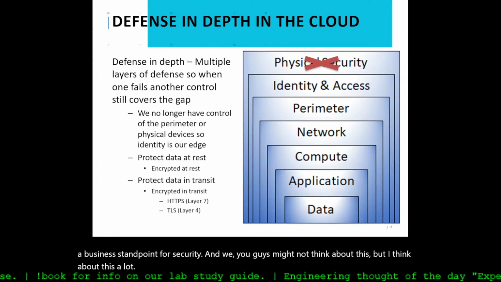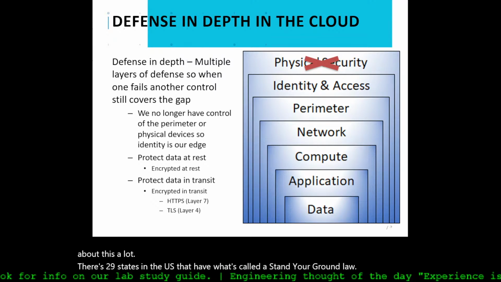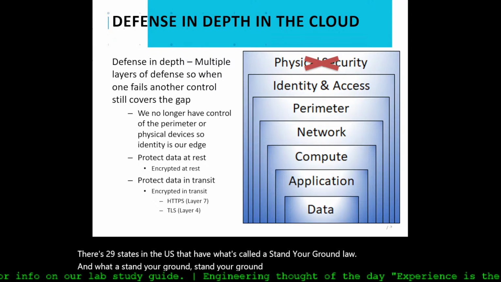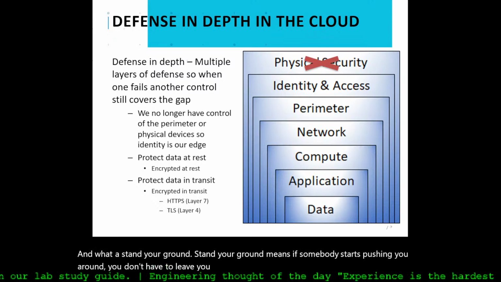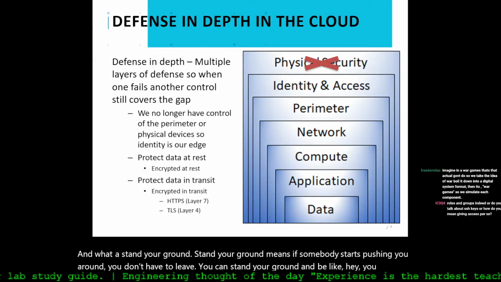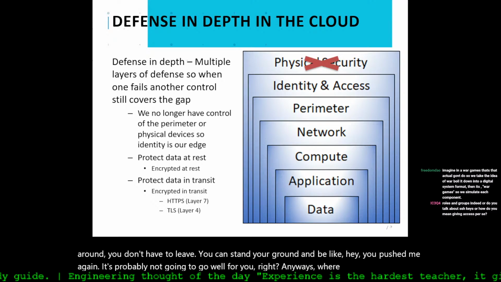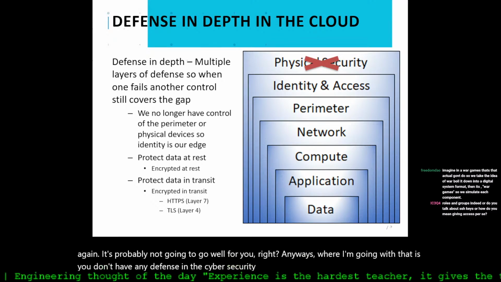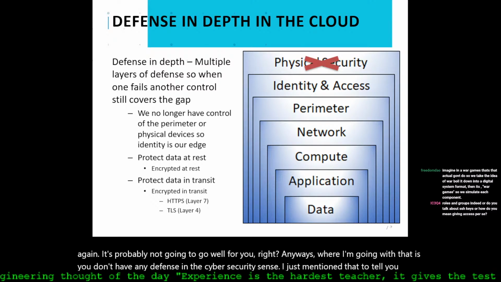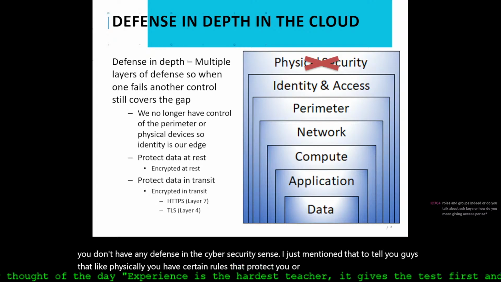There's 29 states in the U.S. that have what's called a stand your ground law. And what is stand your ground? Stand your ground means if somebody starts pushing you around, you don't have to leave. You can stand your ground and be like, hey, you push me again, it's probably not going to go well for you, right? Where I'm going with that is you don't have any defense in the cybersecurity sense. I just mentioned that to tell you guys that physically you have certain rules that protect you or allow you to do certain things.